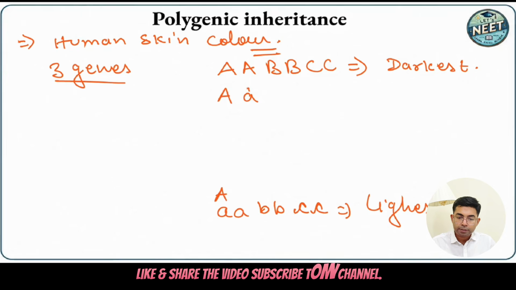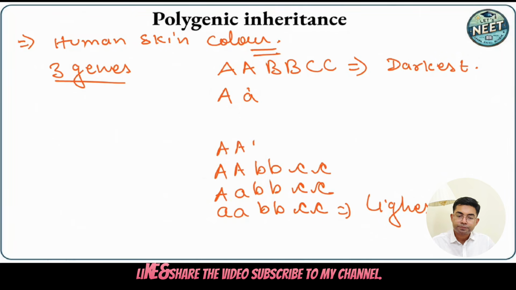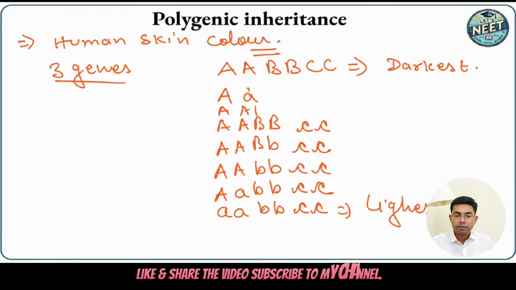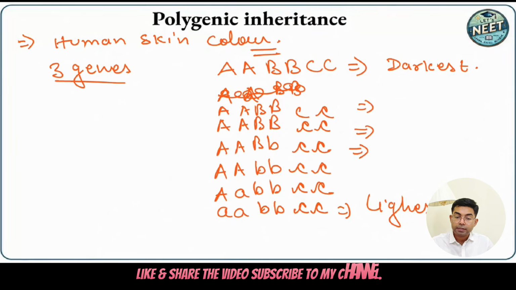Let's start from here: capital A, small b, small b. As you keep on increasing the dominant alleles, the phenotype will keep on changing, and finally this one. So you can see these are the 7 phenotypes.